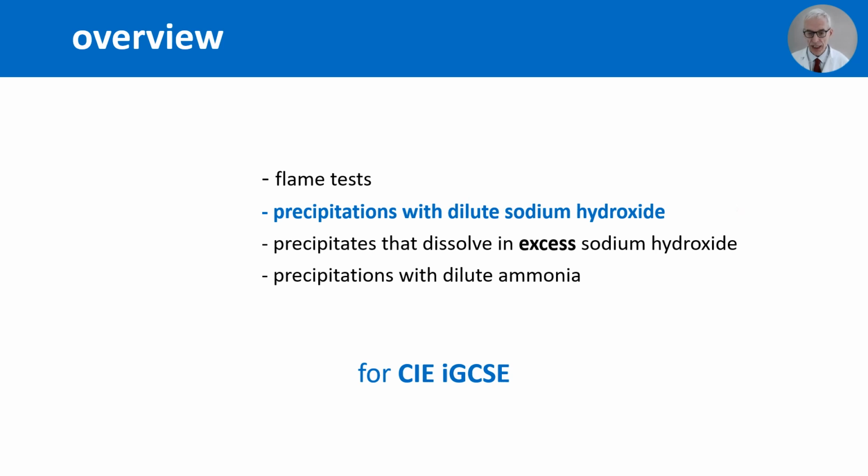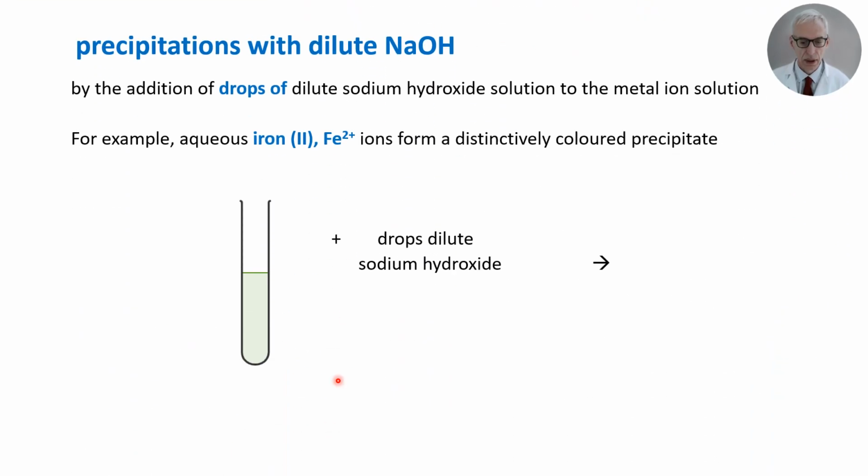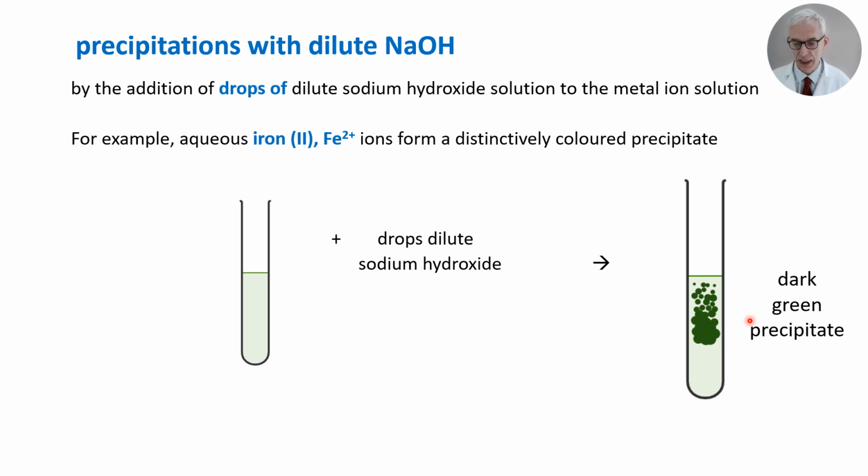Let's move on to the precipitations with dilute sodium hydroxide. We achieve the precipitates, that is, solids formed by mixing solutions together, by adding drops of sodium hydroxide to a sample of the metal ion solution. So, for example, if we have a solution containing iron 2+ ions, and we add drops of sodium hydroxide, we get a distinctively colored precipitate. That is a dark green precipitate.